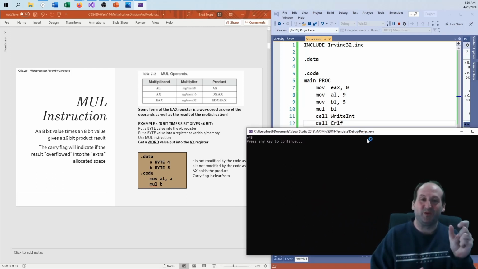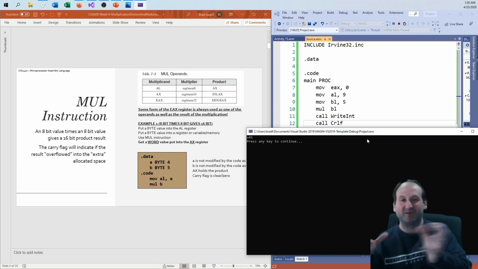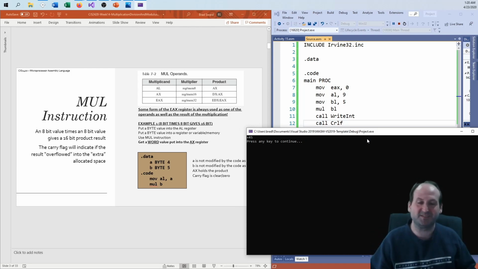We were only using the AX portion. Whatever was stored in the high end of the EAX portion of the register kind of ruined it. And I think we just got lucky on the 45 part, to be honest with you. Not 100% sure. But you see 9 times 5.